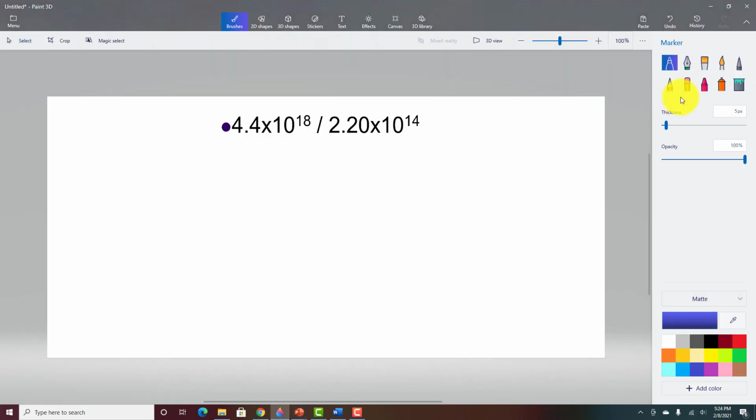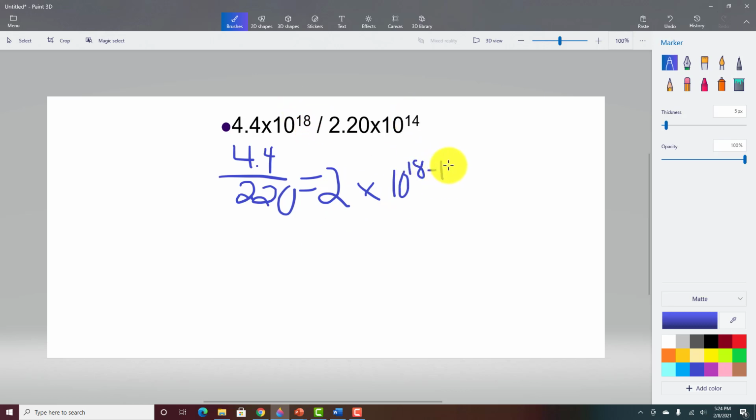Okay, so for this one, you are dividing, and you're going to divide your front number, so it'd be 4.4 divided by 2.20. This gives you 2. And then it is times 10 to the top exponent, 18, minus the bottom exponent, which is 14, and so this gives you 2 times 10 to the 4th, and this is still in scientific notation, so I don't need to move the decimal.